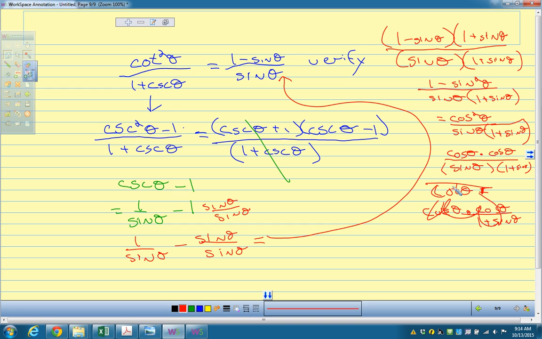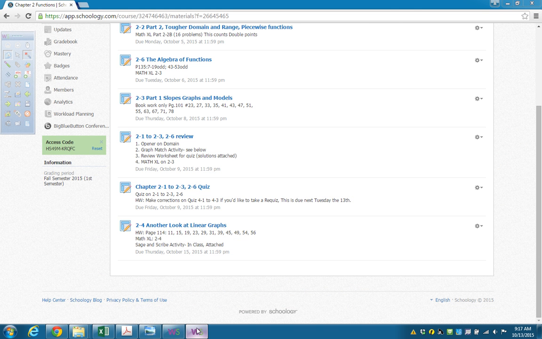So I would just work with the left side. I could probably figure it out, but as you can see, sometimes you get stuck and you go, I don't know, maybe I should switch and work with the other side. I'm going to figure that out right now as you're working on your homework.